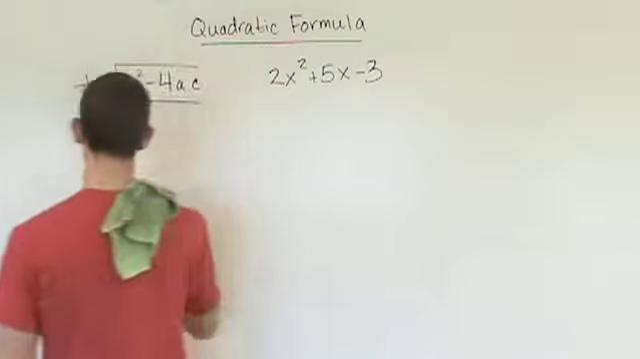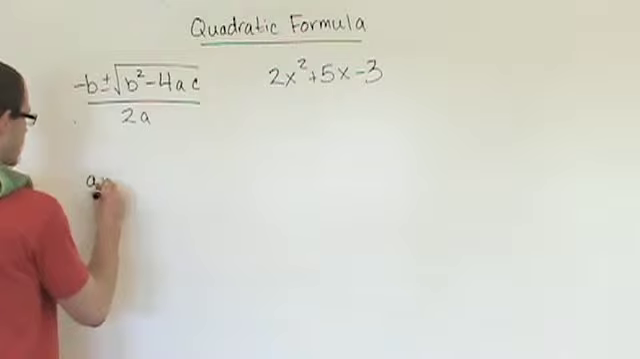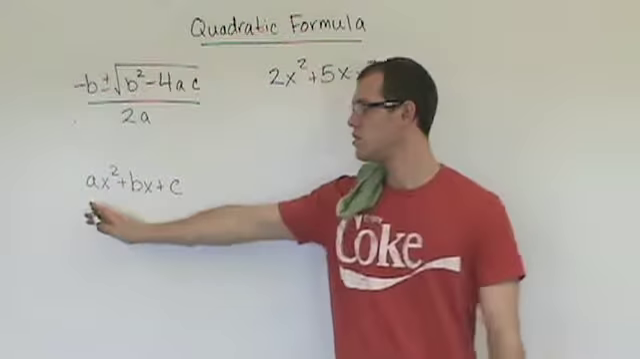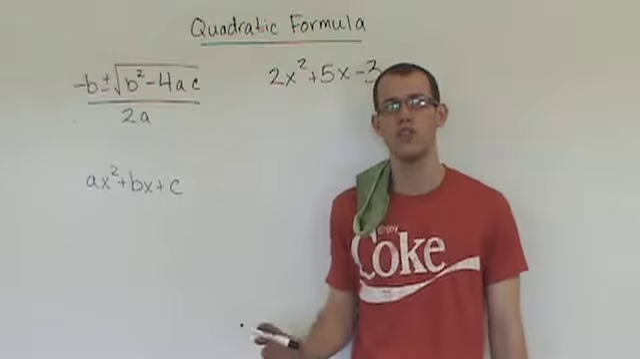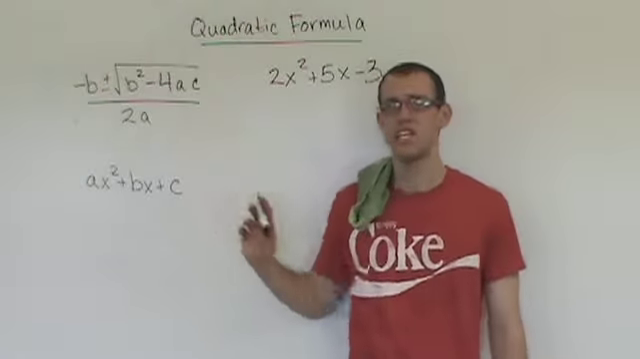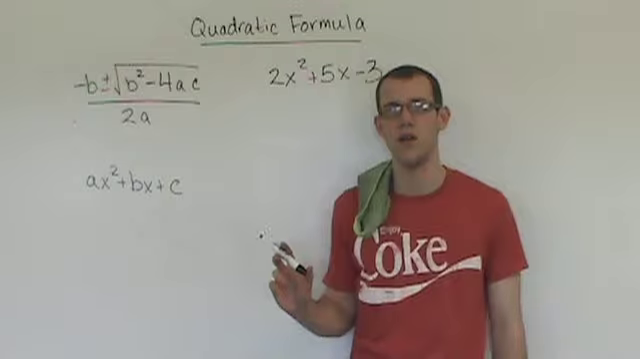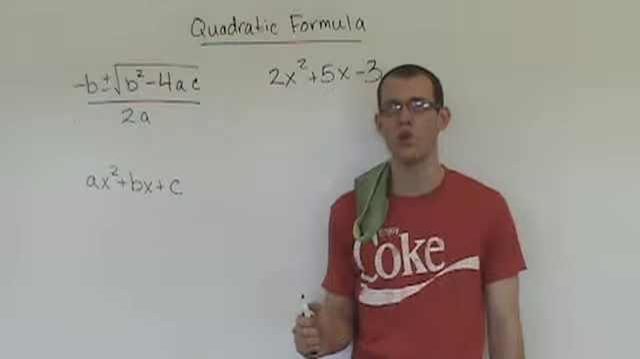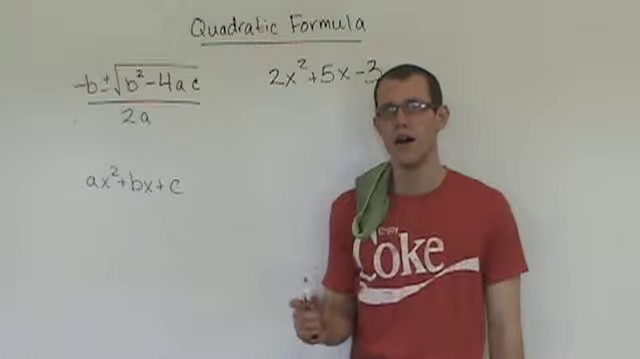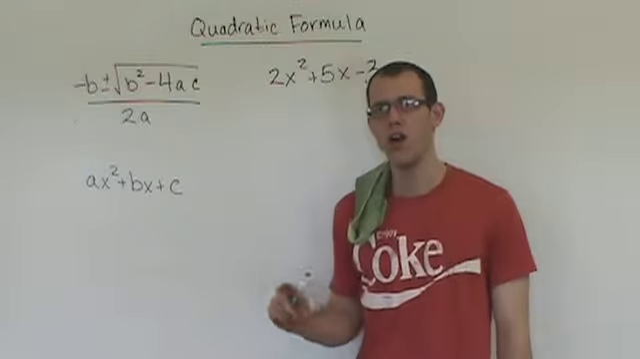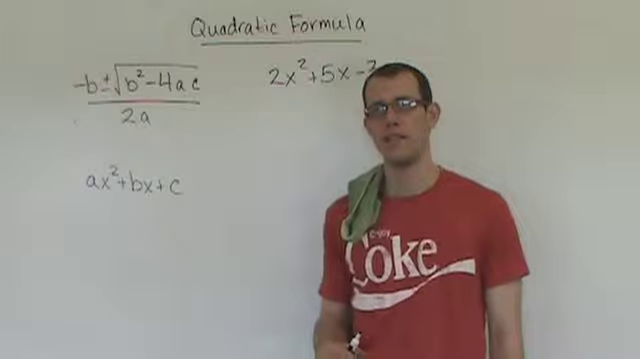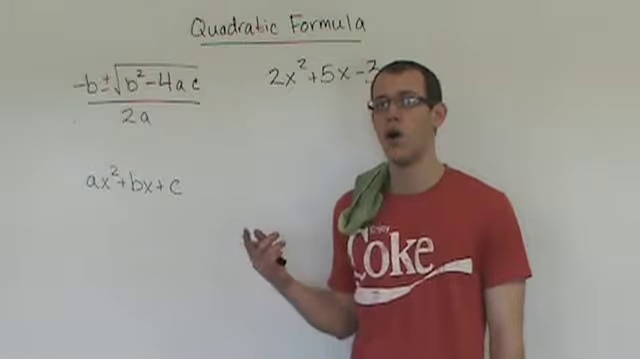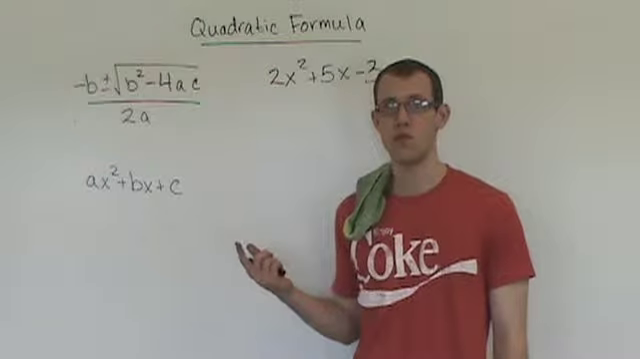So first let me write down ax squared plus bx plus c. These, the a, the b, the c, the coefficients, are what we're plugging and chugging into our quadratic formula. And the quadratic formula is negative b plus or minus the square root of b squared minus 4ac, all divided by 2a.